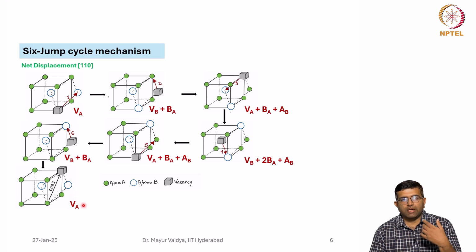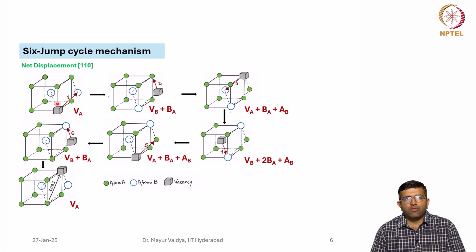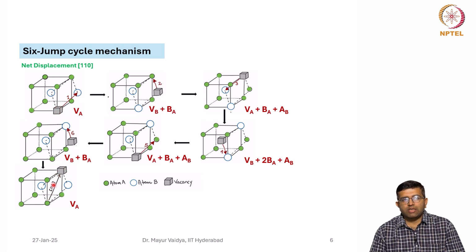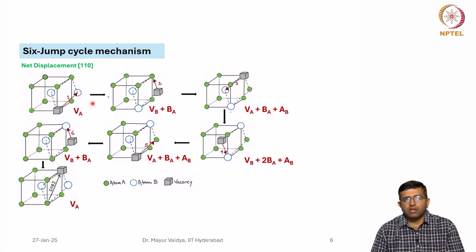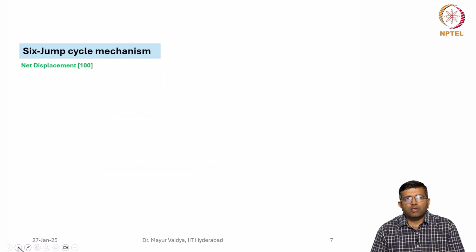So, the order is again restored, and if you see, the vacancy started here and now it has come here, and therefore this net displacement is in the 110 direction. This type of jump sequence is known as the 6 jump cycle mechanism. There are 6 jumps involved. Similarly, consider a net displacement in the 100 direction.